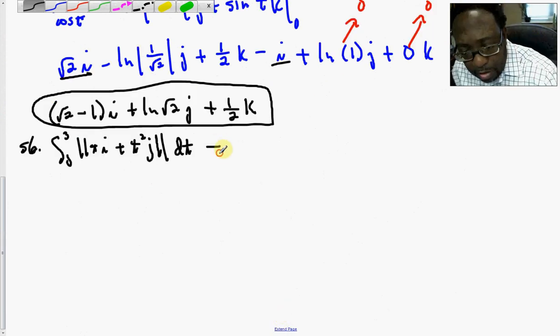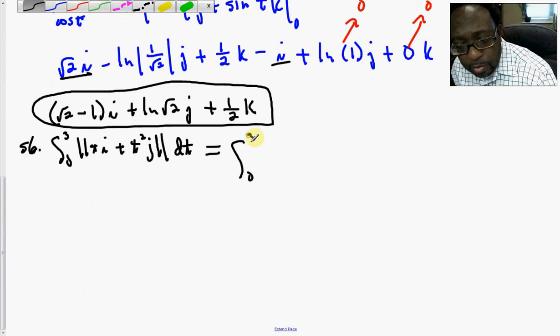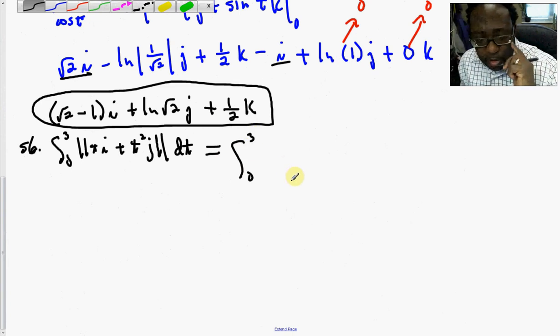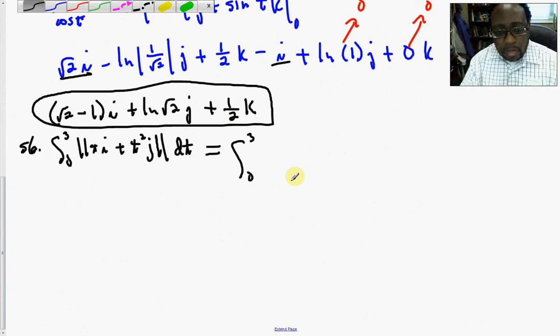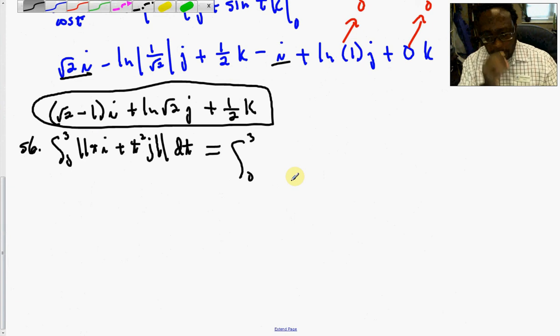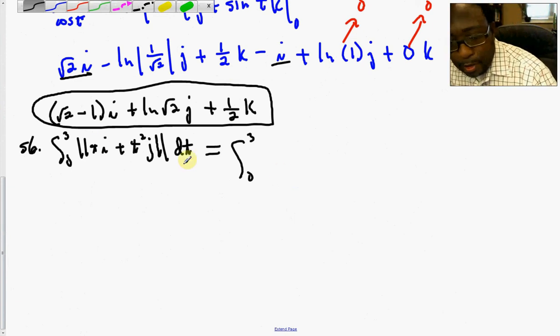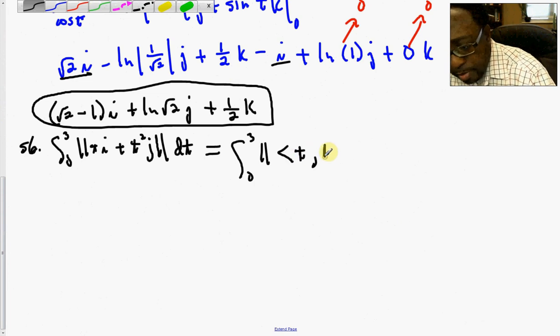Now let's see if we can interpret what this is. This is the integral from 0 to 3. This norm is understood to be the inner product. So it's the square root of the inner product. So if I take the norm of something, I get the square root of each term to be squared inside. So this is the norm of the vector t comma t squared.